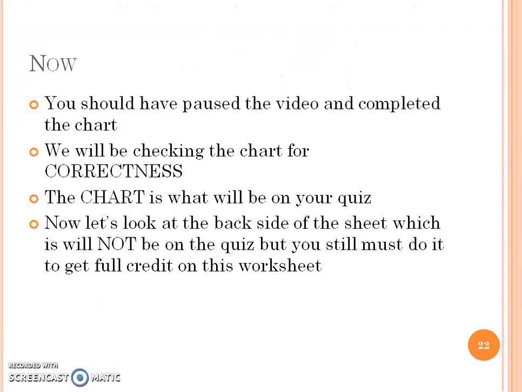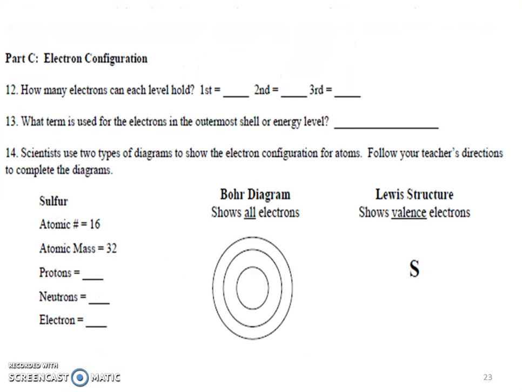Now let's move on to part C. Number 12, you might not know this, but we did talk about at least the first energy level always has 2 electrons. Second energy level has 8, and the third one is going to have 18. So when we have a lot of electrons, those electrons, their specific electrons, go on very specific energy levels.